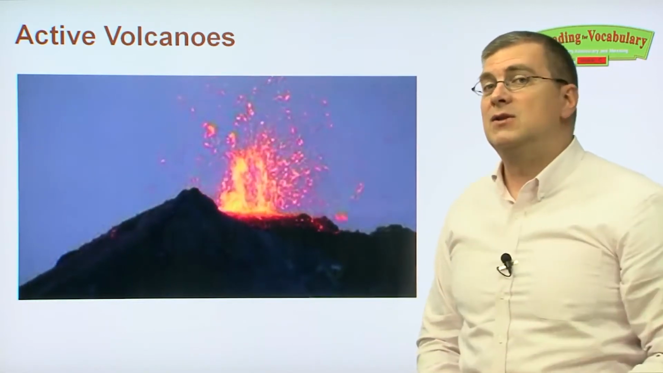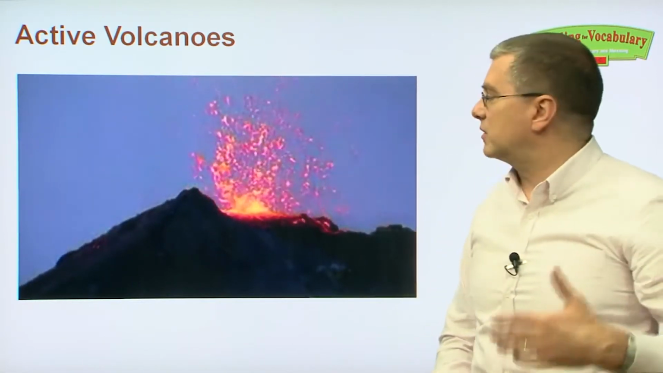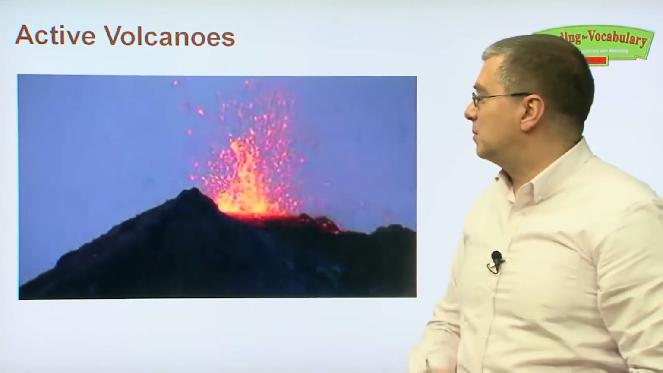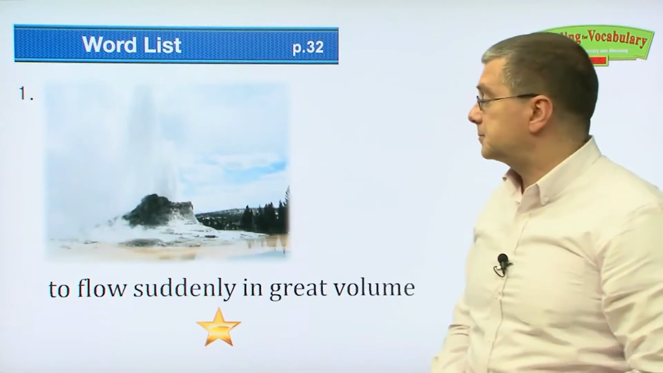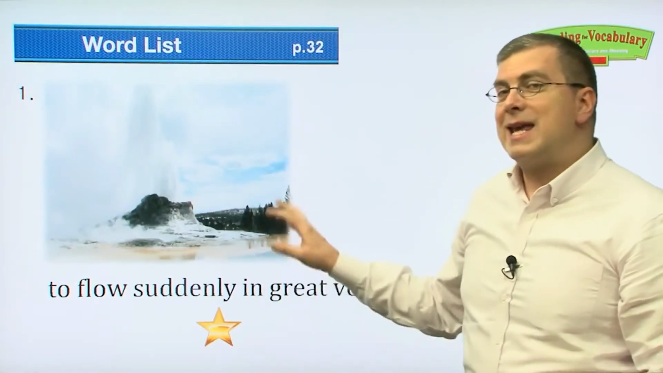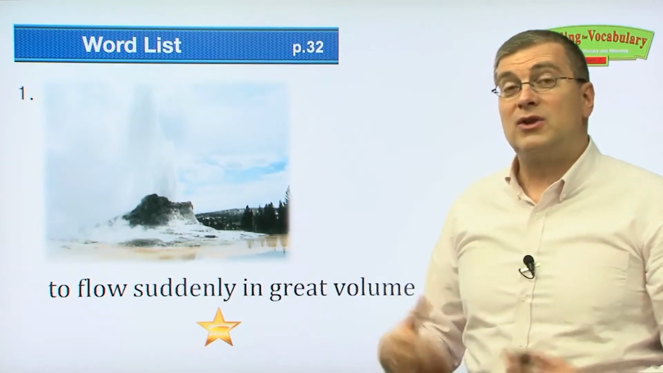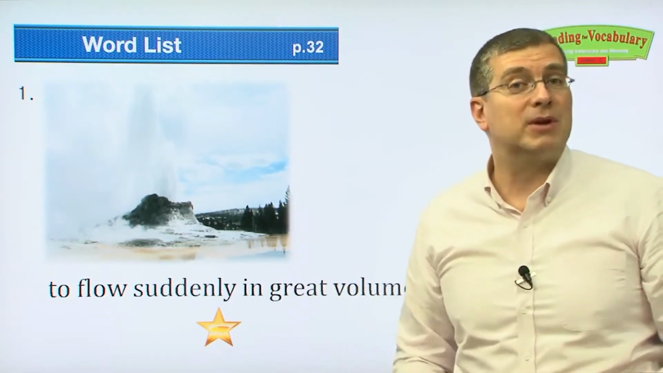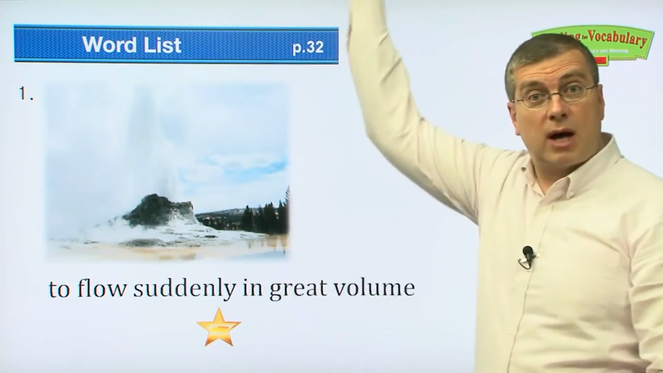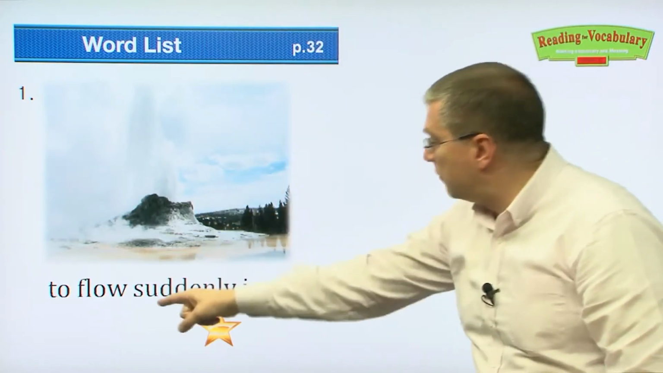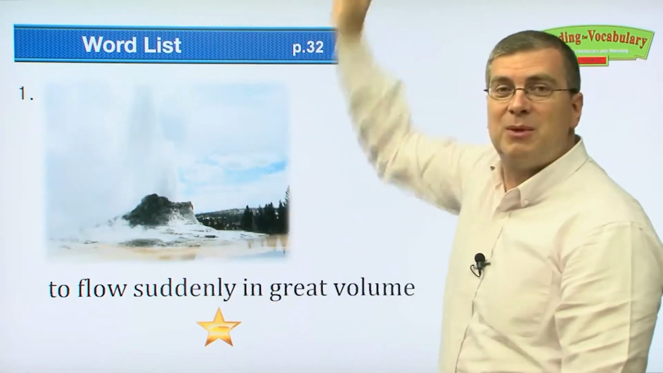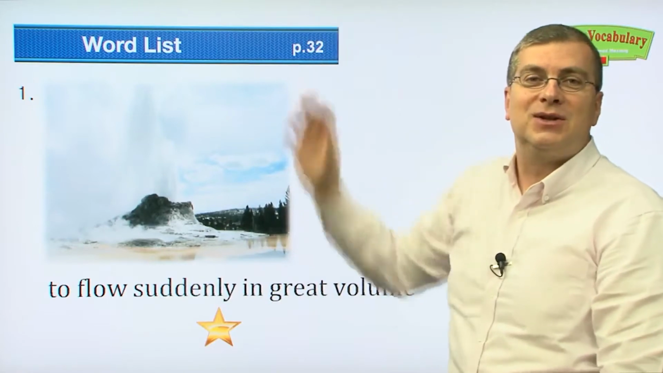And that's what our lesson is about today. Now, before we get too much into the lesson, of course, we have to review some important vocabulary words. So let's begin with the first one. The first one, we have a picture here. This looks like Yellowstone National Park, a very famous park in America, where hot water comes out of the ground. It comes out very suddenly and in great volume. It suddenly comes up, shoots up into the sky.